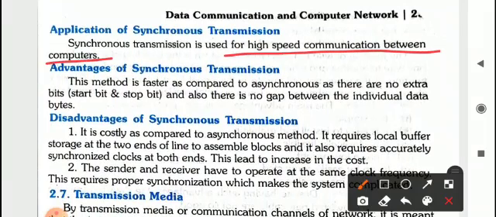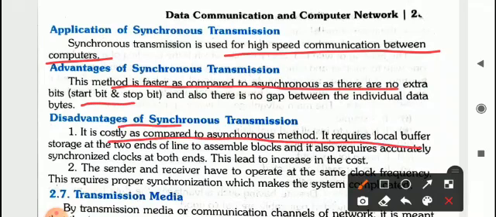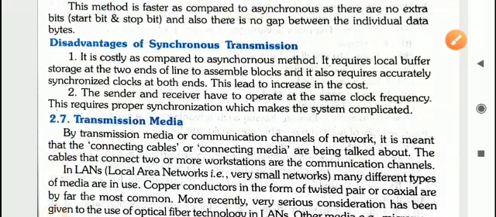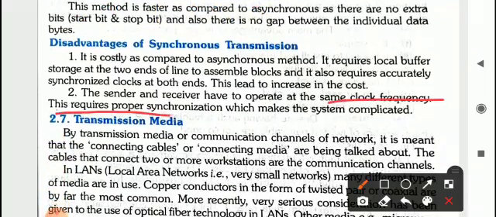Okay. Now what are its advantages? Advantages are, this method is faster as compared to asynchronous and there are no extra bits required. Disadvantages are that it is costly as compared to asynchronous method. And the sender and receiver have to operate at the same clock frequency. This requires proper synchronization, which makes the system complicated.